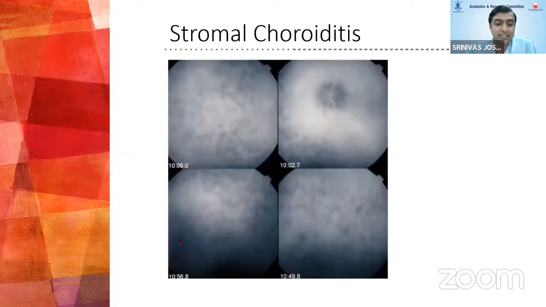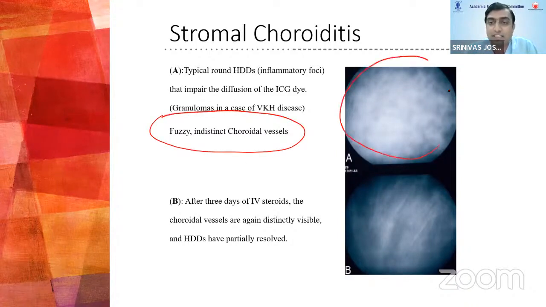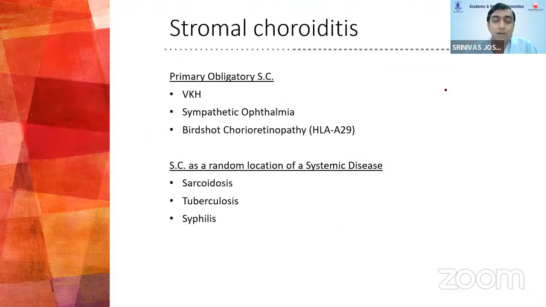In stromal choroiditis, as he has nicely explained, it is mainly because of the HDDs, and these HDDs are round, numerous, and evenly distributed. In cases of stromal choroiditis, after the treatment, the good sign is the fuzzy indistinct choroidal vessels, which we are not able to see in this slide. After the initiation of IV steroid therapy, you can delineate these choroidal vessels again very distinctly, and you can see that the HDDs that were there have partially resolved. So stromal choroiditis, he has explained it. It could be primary or secondary due to infectious causes.